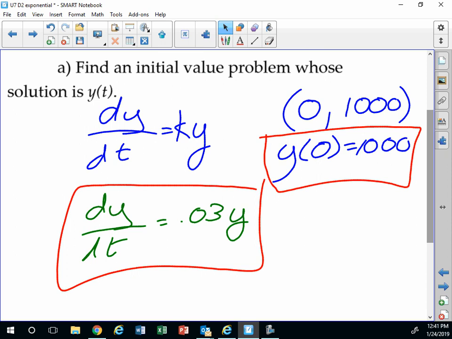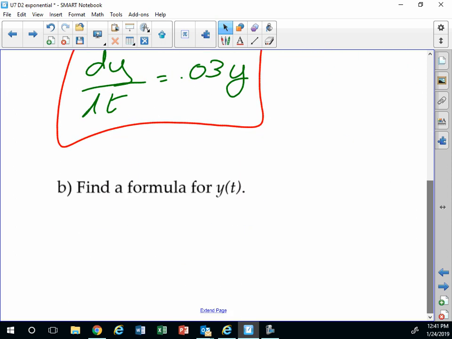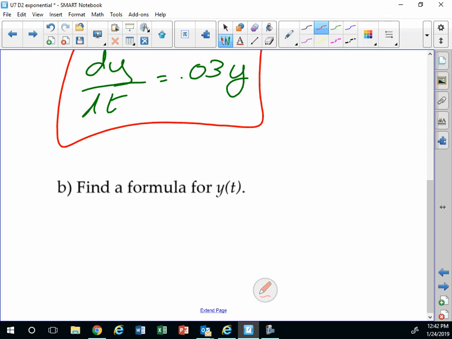Alright. So here's my question. From this, can you write me the formula for y of t? You should be able to. That's the answer for A. Those two pieces. So the integral of part B is easy. Now, you can actually separate and integrate.